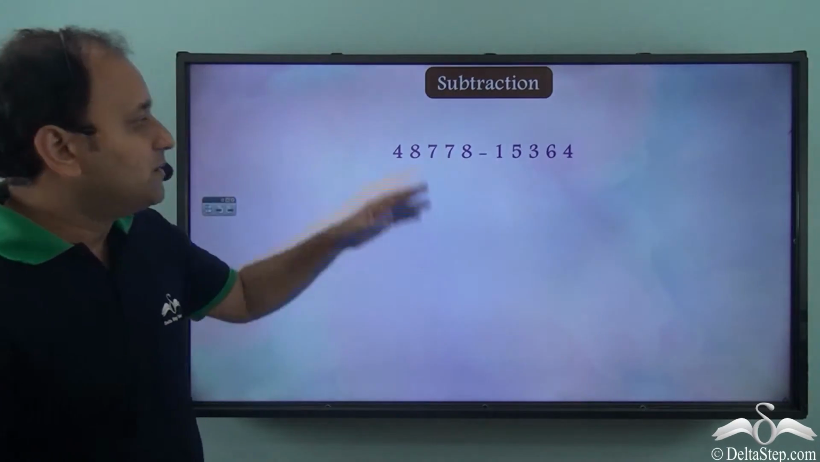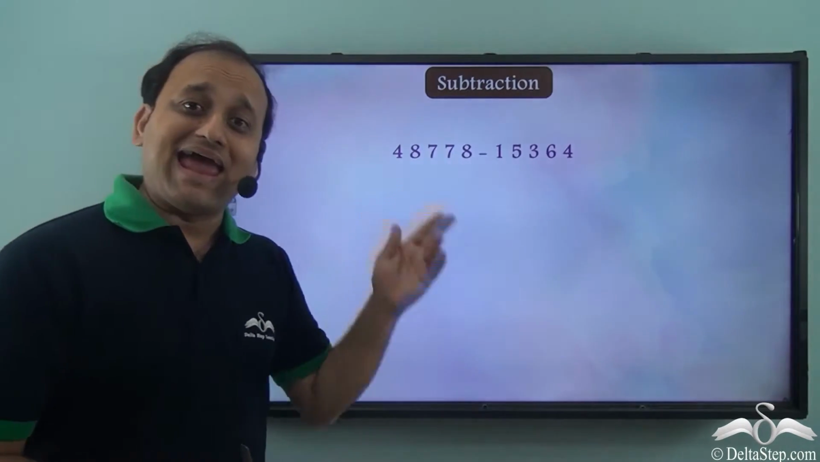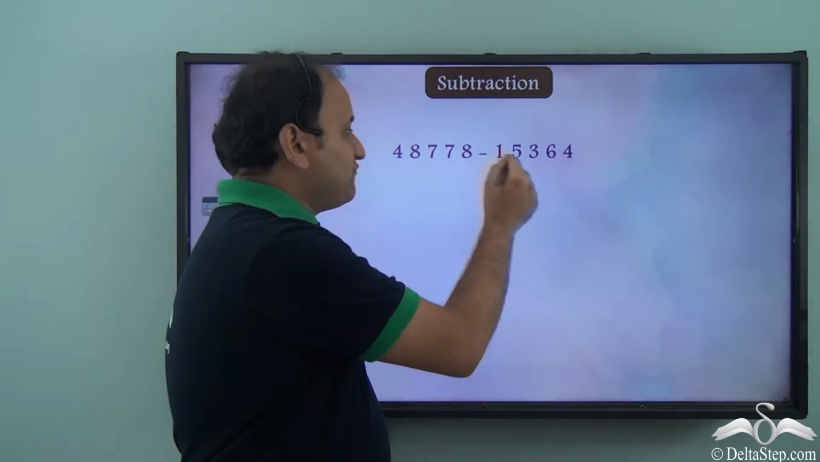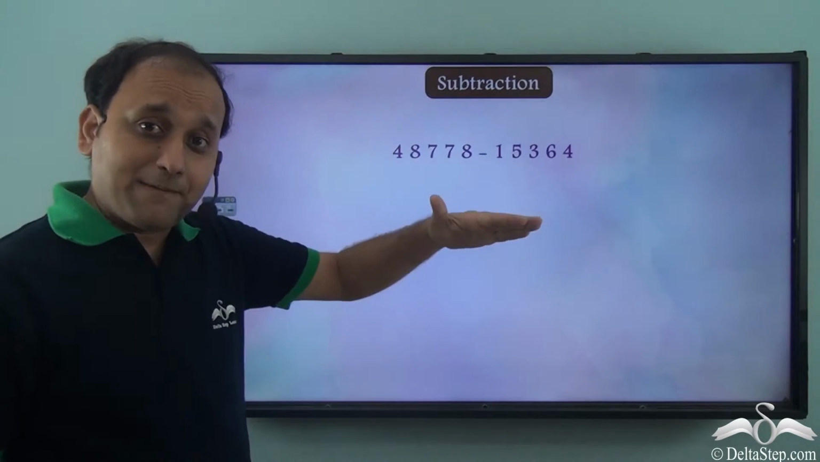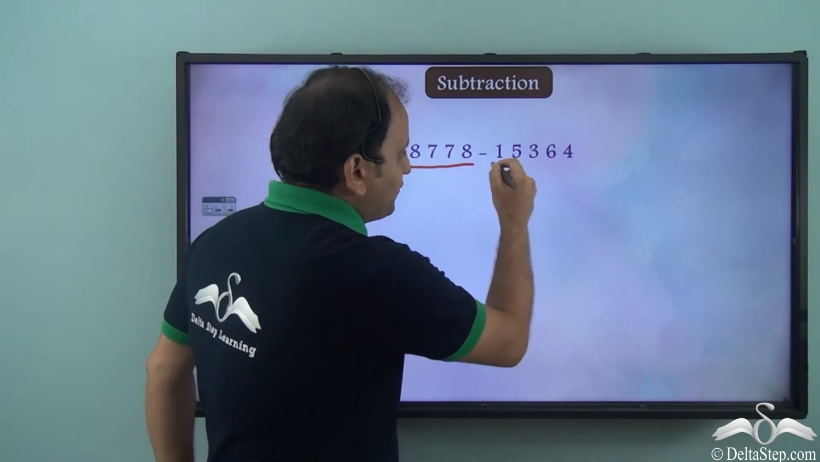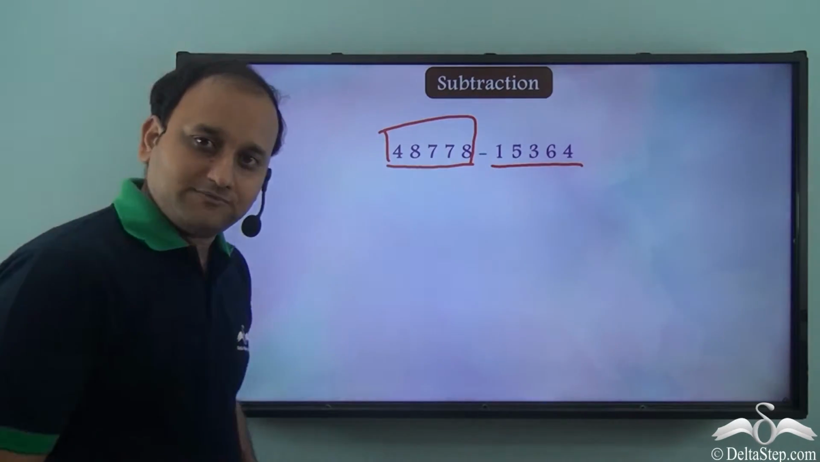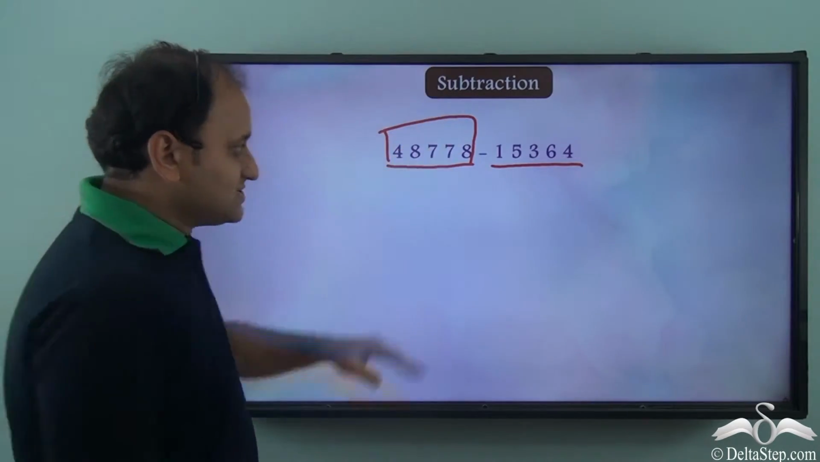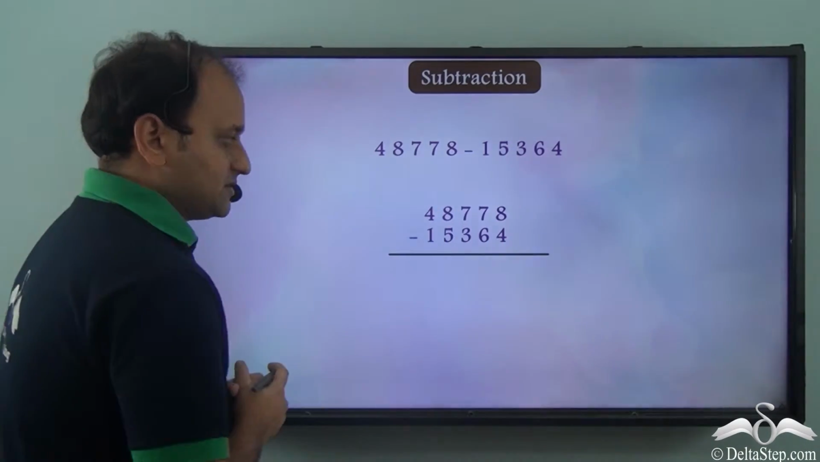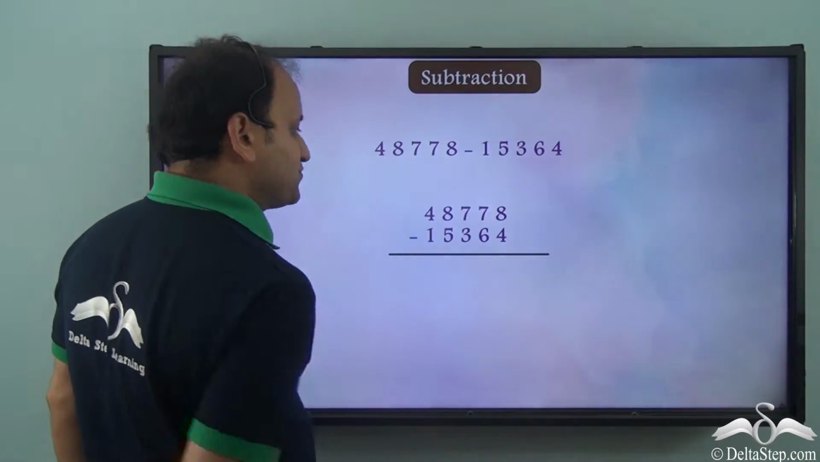Well, first step is to place one number below the other. Now which number will be at top and which number will be below that number? Well, for that it is important that we place the larger number at the top and the smaller number below it. So here we have 48778 and 15364. So definitely this is the larger number. So this will be written first and below this we will write this number. So this is how we'll place the numbers.